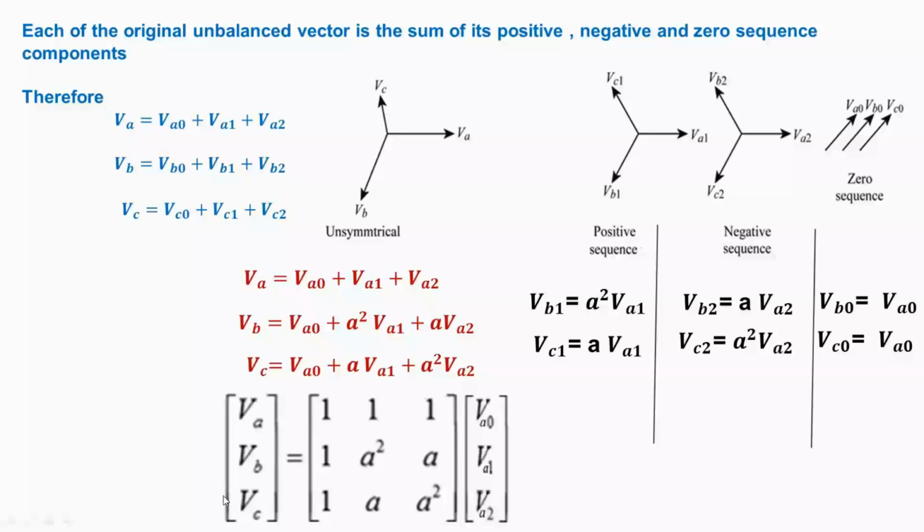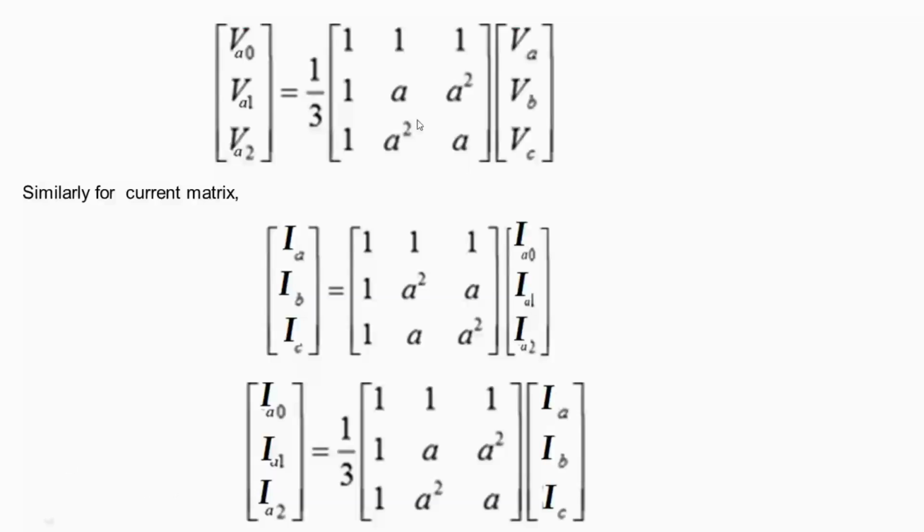The unsymmetrical components of voltages are known or given, so calculate the symmetrical components of voltage by taking this term on the left-hand side, that is, cross multiply this term and take the inverse. Taking the inverse, we get 1 by 3, [1, 1, 1; 1, A, A square; 1, A square, A]. This gives the symmetrical components of voltage in terms of the unsymmetrical components of voltage. These two voltage equations are important.